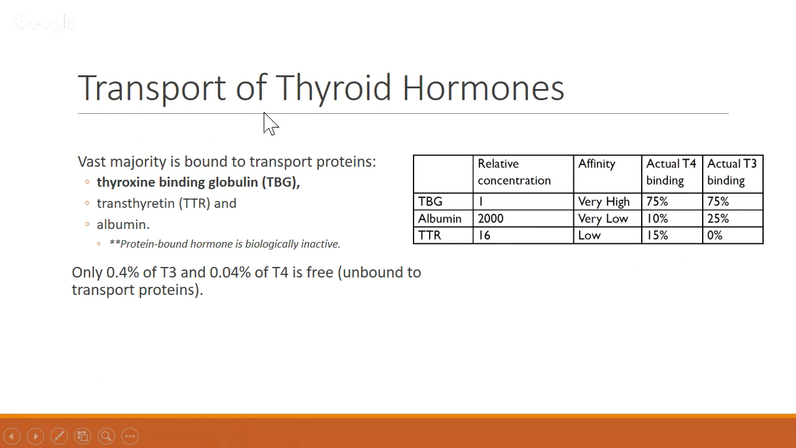So the transport of thyroid hormones in the body. Like I said, thyroid hormone is an amino acid, but it's lipid soluble, an exception. So it has to be carried by transport proteins. And these are the ones I listed here. The main one is going to be thyroxine binding globulin, which has overall a very high avidity.